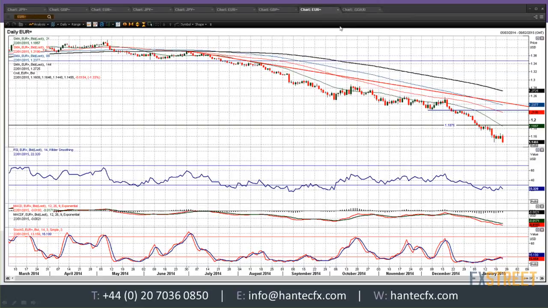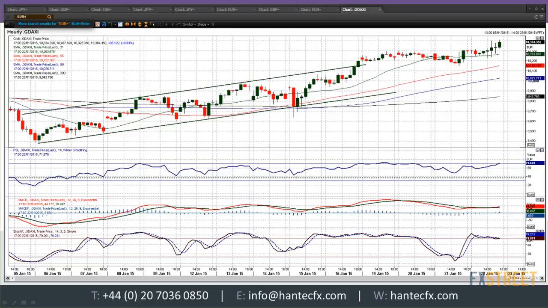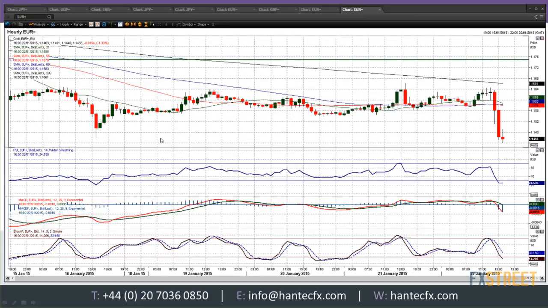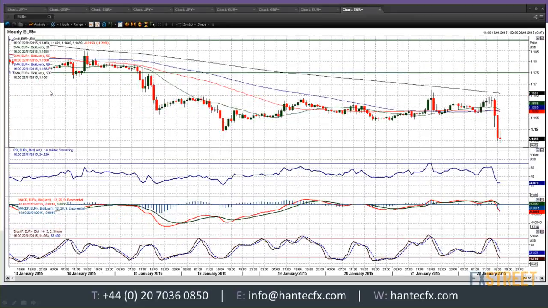Now, euro, interesting, because since I've started this webinar, we have had a breakdown. Yeah, 114.59. So that level has now been broken. We've just had ECB day, Mario Draghi announcing 60 billion euros worth of monthly asset purchases, and the market's obviously taken that as a positive. So that's euro down, and we've broken back below that 114.60 level.